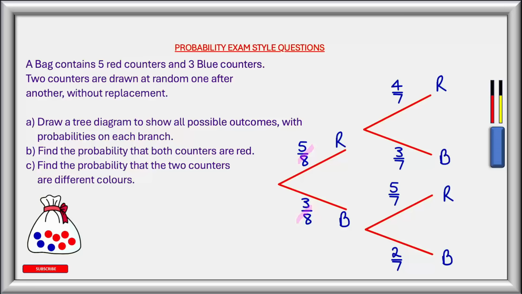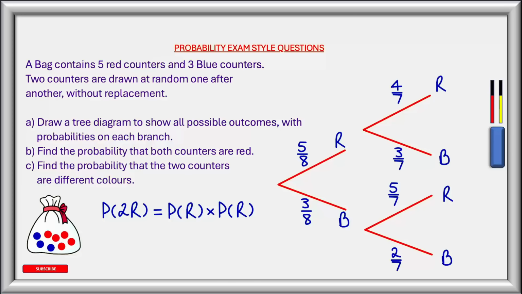So the chances of selecting a red counter a second time is 4/7. And the chance of selecting a blue counter if the first counter was red is 3/7, as there are still 3 counters in the bag. And if the first counter was blue, the chance of selecting a red counter would be 5/7, as there are still 5 red counters in the bag. And the chances of it being blue would be 2/7, as there are now only 2 blue counters in the bag.